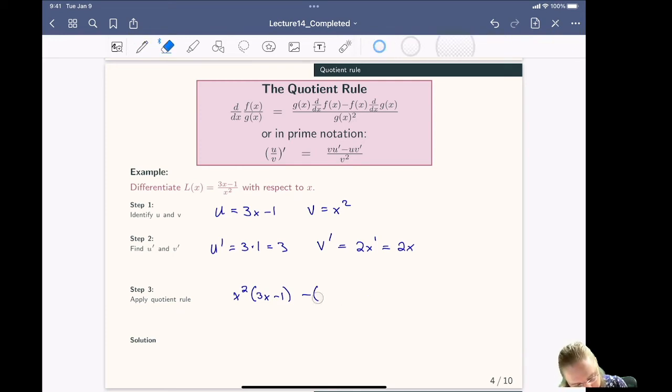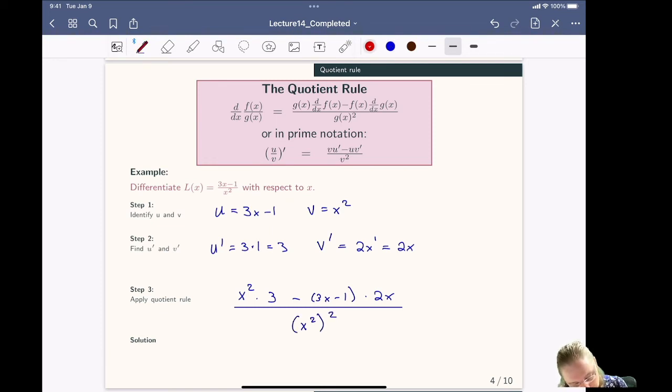Oops, I totally messed this up. Sorry, let me start over. So we have low times d high, which is x squared times 3, not 3x minus 1. All right, minus high, 3x minus 1, times the derivative of the bottom, all over the square of what's below. So we have x squared squared.